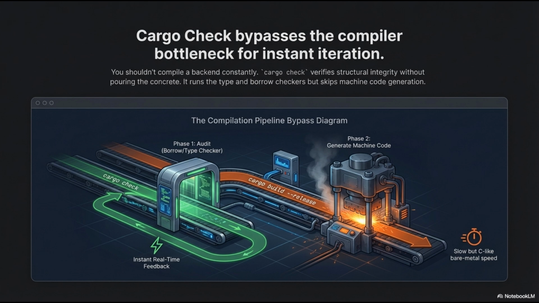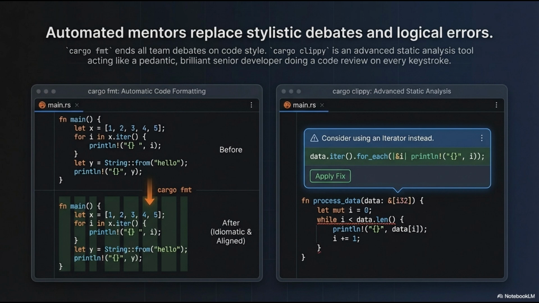So Cargo handles the project life cycle, but it also handles code quality, right? Because the sources mention two other commands that basically replace my entire Python linting stack. First is cargo fmt. Right. Cargo fmt is the official standard formatter. It's exactly like Black for Python. It completely ends all debates about code style on your team. Thank goodness. You just run it, and your code is instantly reformatted to look like perfectly idiomatic Rust.